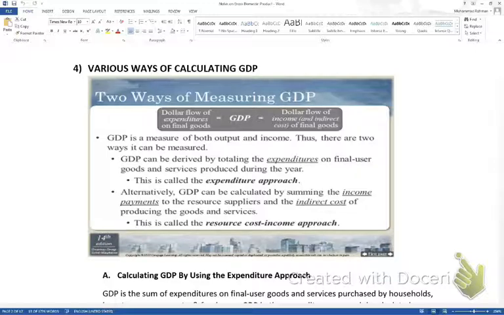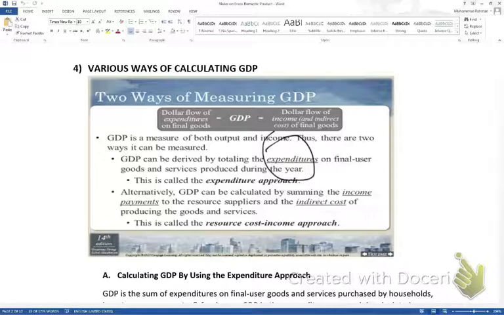So that's what this particular slide is talking about. We can therefore think about calculating GDP by finding out the total amount of expenditures made in the economy, and that approach is going to be called an expenditure approach.